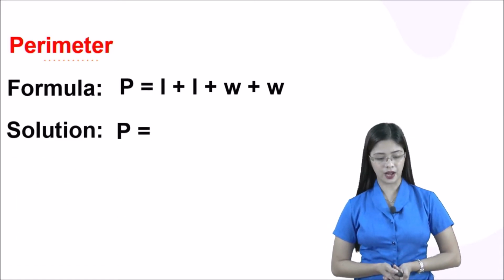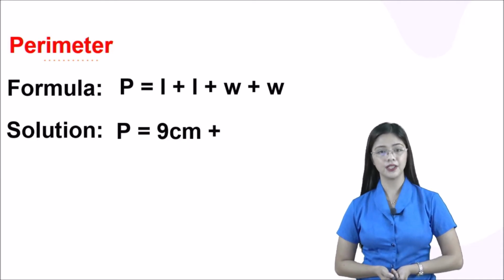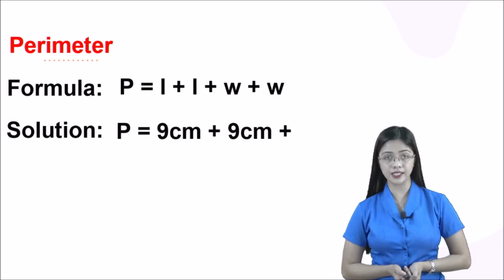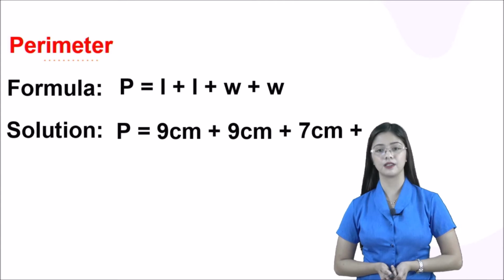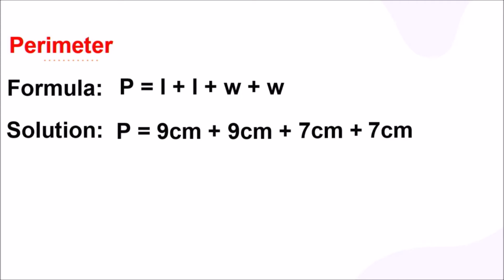Okay? So, our solution is, our length for the first one is 9 centimeters. They have the same length, another 9 centimeters. And they also have the same width, which is 7 centimeters, plus another 7 centimeters. So, we are just going to add all of those. 9 plus 9 is 18. 18 plus 7, what is it? Do you know what the answer is? You can do it. 18 plus 7 is 25. Plus 7 is equal to 32. Very good.